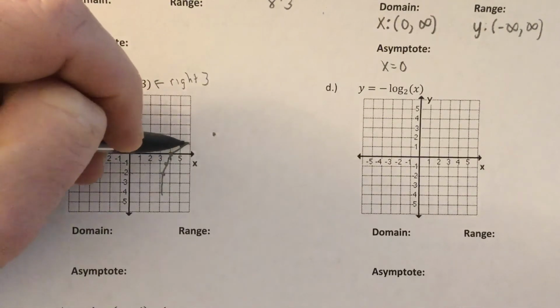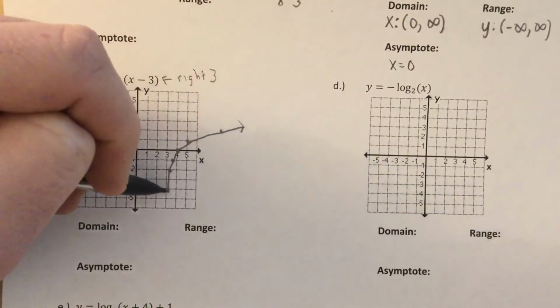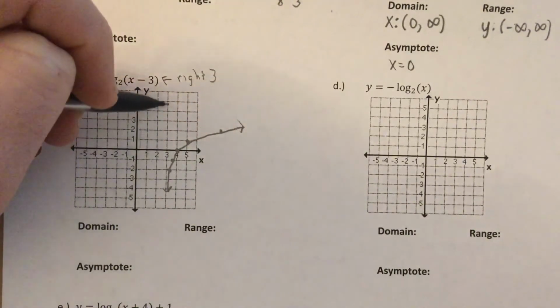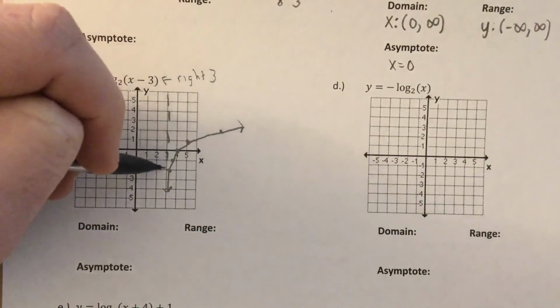Again, it's also a good idea to draw your asymptote in beforehand. I probably should draw my asymptote in first. So my asymptote is normally at x equals 0. I'm moving that right 3 as well, so my asymptote is now right here.